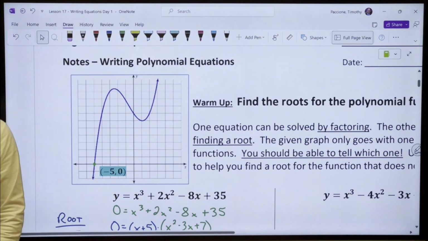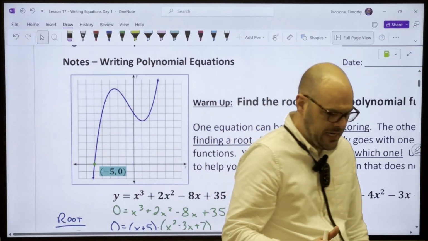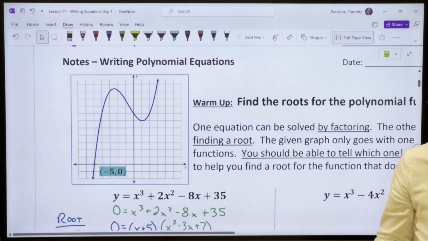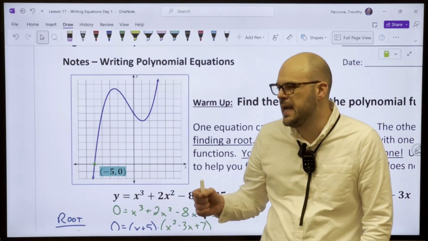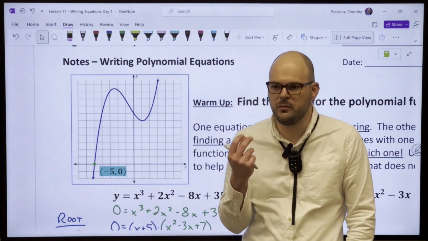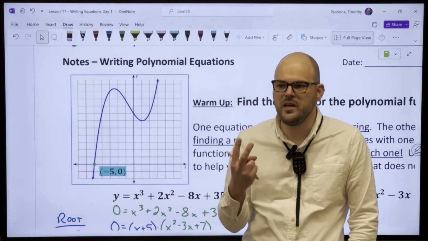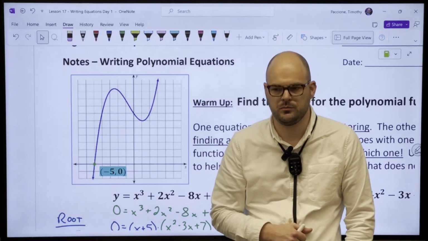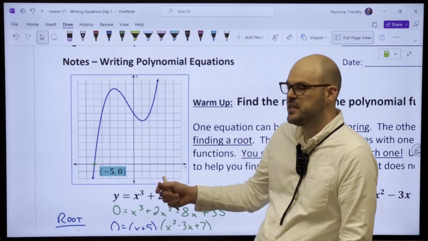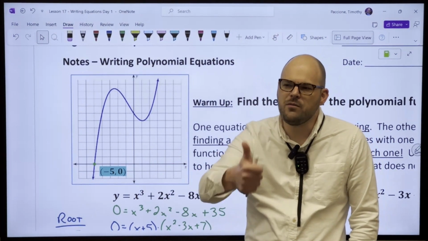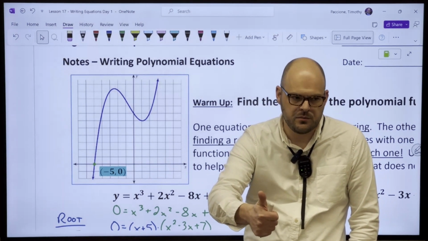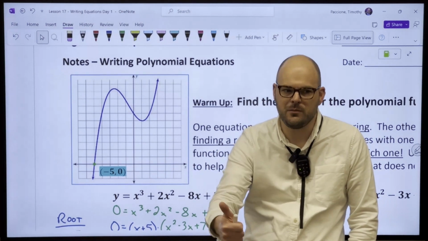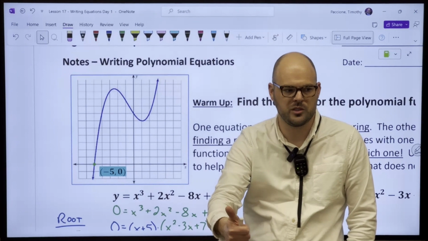How many roots did we get? 1. And it's real or imaginary? Real. And we know that it's cubic. We know there should be 3. What do we know the other 2 must be? They have to be imaginary. There's no other x-intercepts. Do we ever get imaginary numbers from magic x? No.